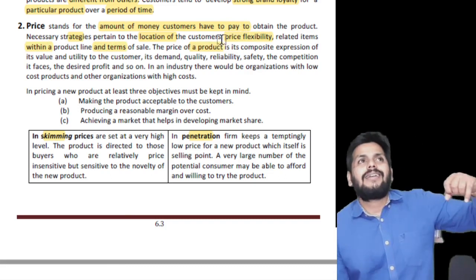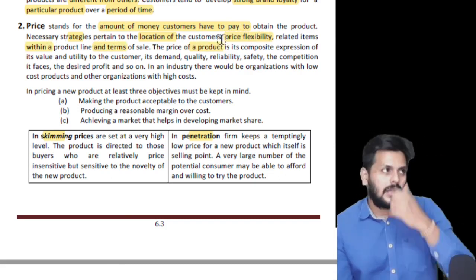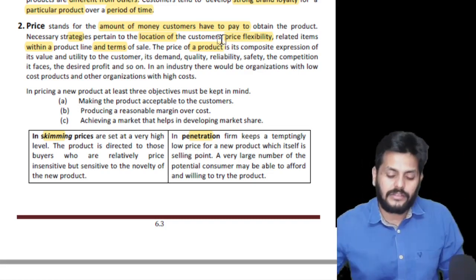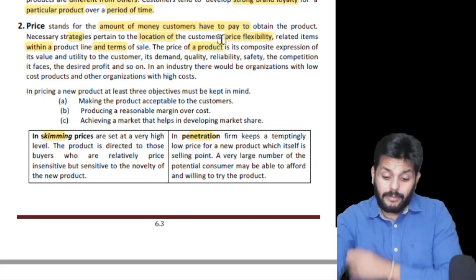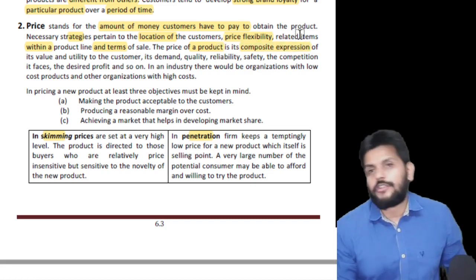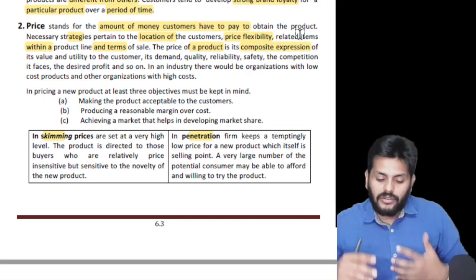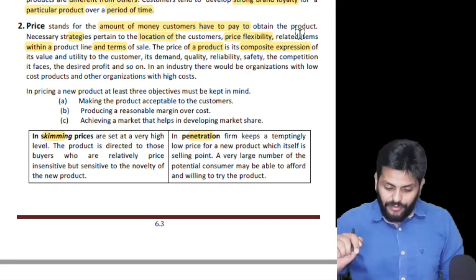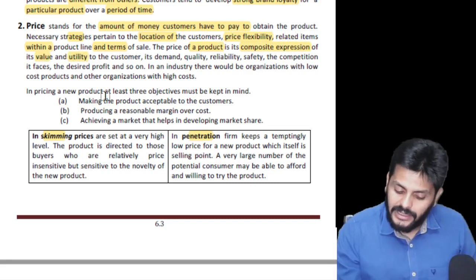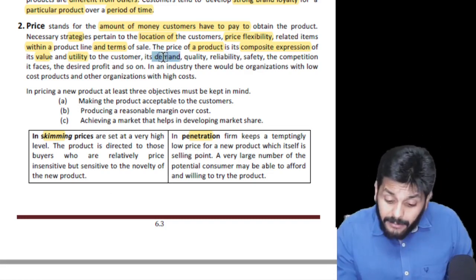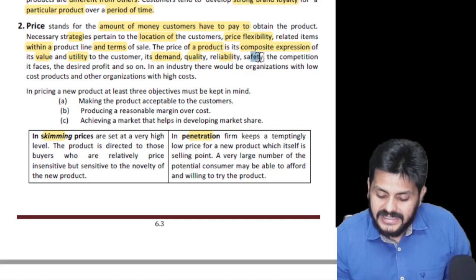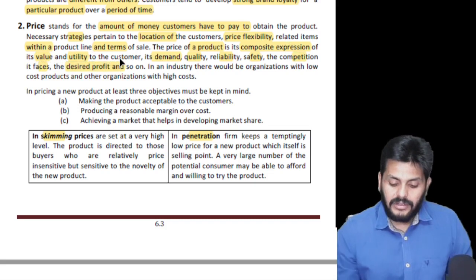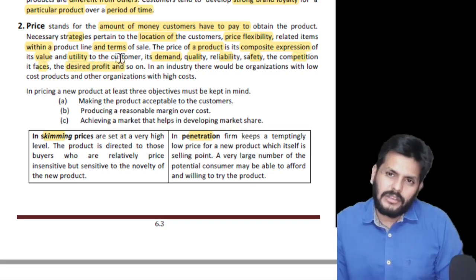Now see, if a product has a price of 200 on it, that 200 didn't come as some random number. That 200 is a combination of several things, right? Check this out. The price of a product is a composite expression. That's a combination of, that's what we're trying to say. The price of a product is a composite expression of its value and utility to the customer, its demand, quality, reliability, safety, the competition it faces, and the desired profit, plus so on. I think all of you are students of costing.